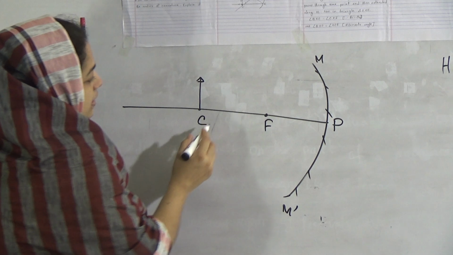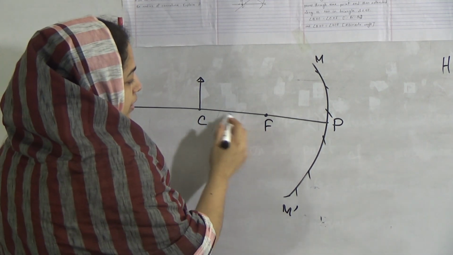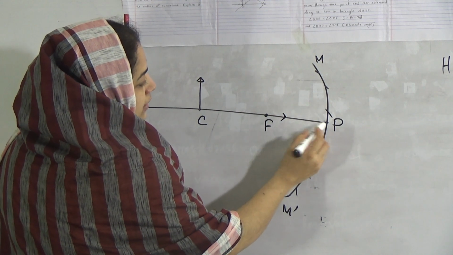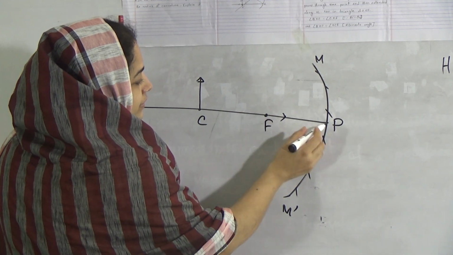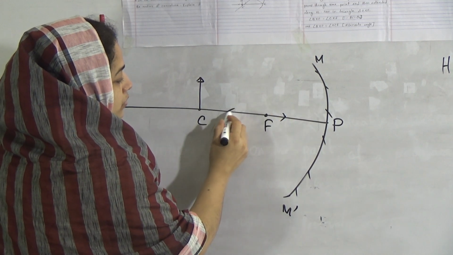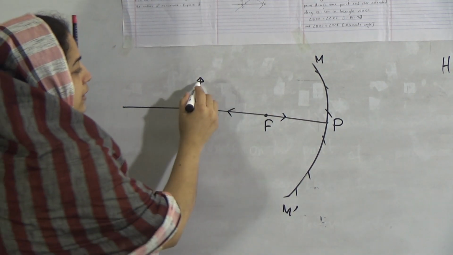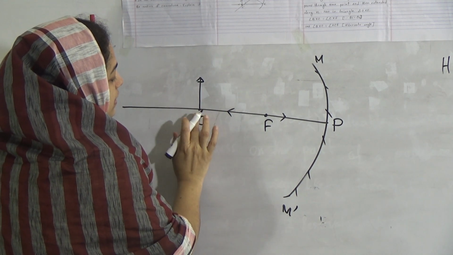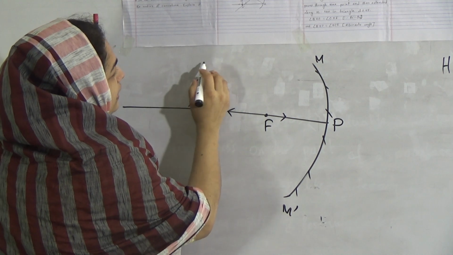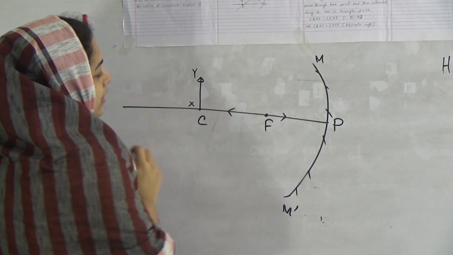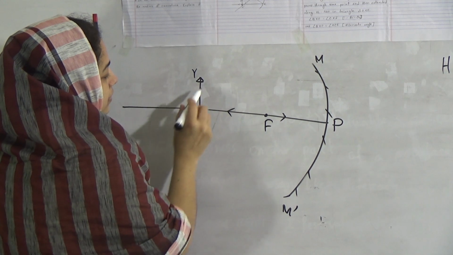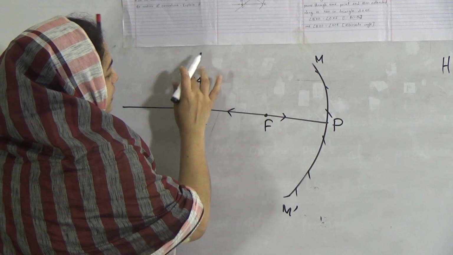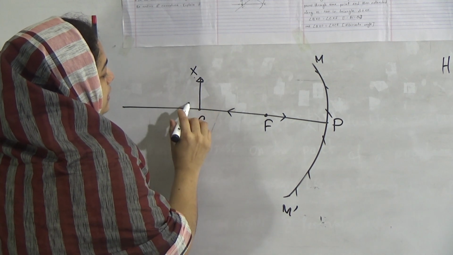Okay, my dear students, first of all, ray coming to point C, incident on the mirror point P, and after reflection it will go through the same path. Now another ray coming from point, my dear students, suppose this one is the object X, Y. Okay, this one is object X, Y. So now another ray coming from point X. Suppose this one is Y.